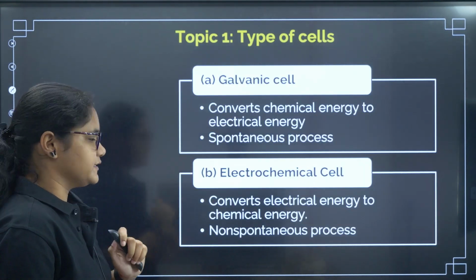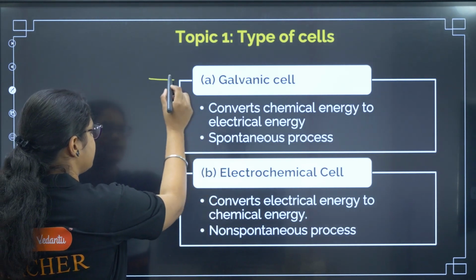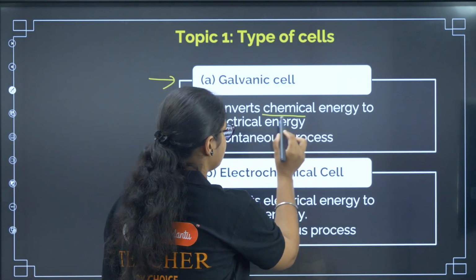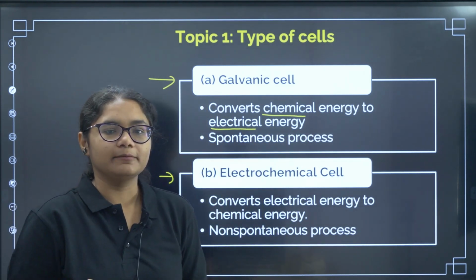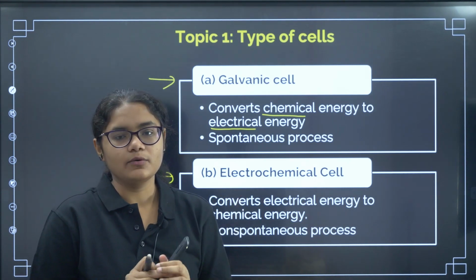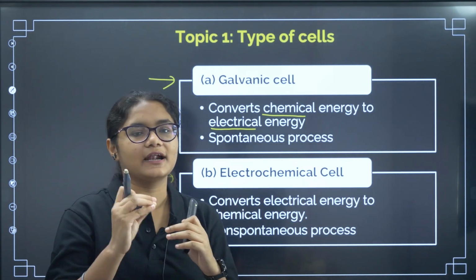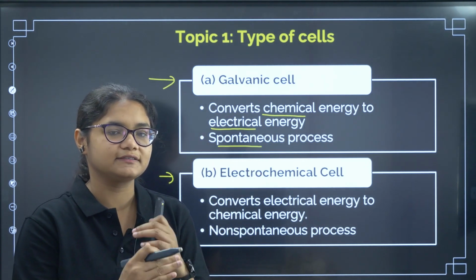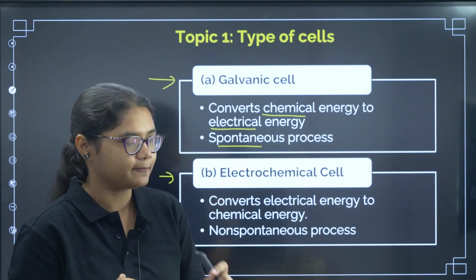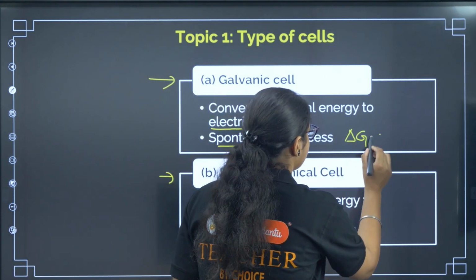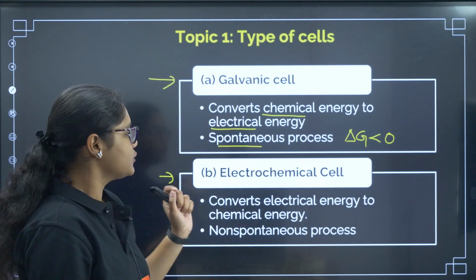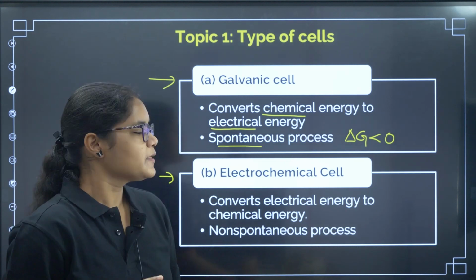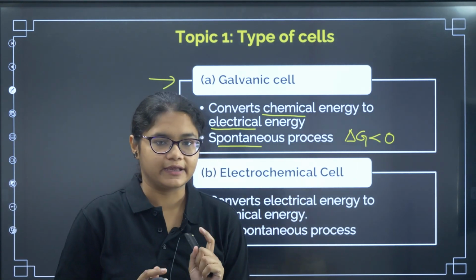So now coming to type of cells. There are 2 types of cell. One is your galvanic cell and another is electrolytic cell. So galvanic cell is the one which converts chemical energy to electrical energy. So what does that mean? It means any chemical reaction will happen, whatever energy is produced in that reaction, that is converted to electricity. And this is a spontaneous process. So what do you mean by spontaneous process? It is like it will happen on its own. We don't need to initiate it. So what will be the delta G for this reaction? It will be negative or less than 0. Right? So you have to remember these 3 points: what a galvanic cell does, which energy is converted to which energy, that it is a spontaneous process, and delta G is negative, right?